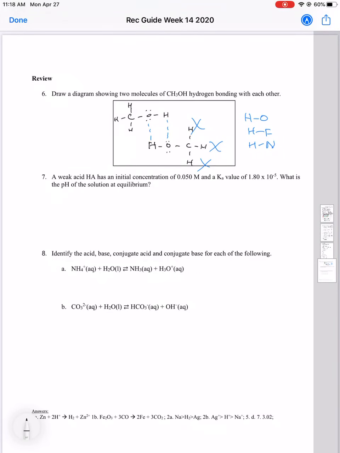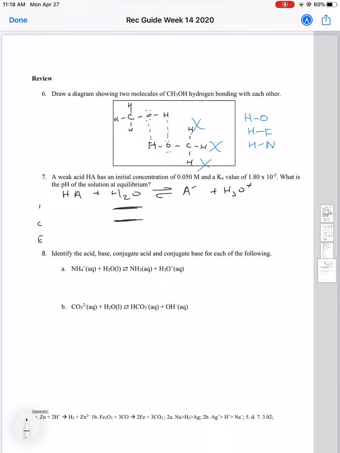Okay, a weak acid has an initial concentration of 0.050 molar and a Ka value of 1.8 times 10 to the negative 5th. What is the pH of the solution at equilibrium? So let's go ahead and do an ICE table. So the first thing we have to do is write out the equation. So HA plus H2O goes to A minus plus H3O plus. We have our I, C, and E.